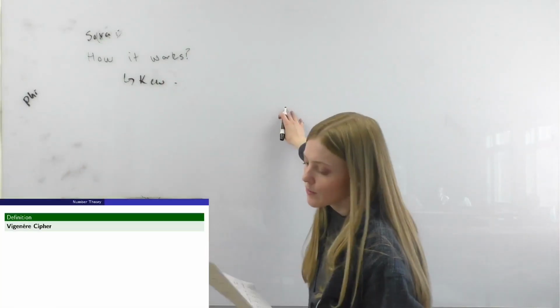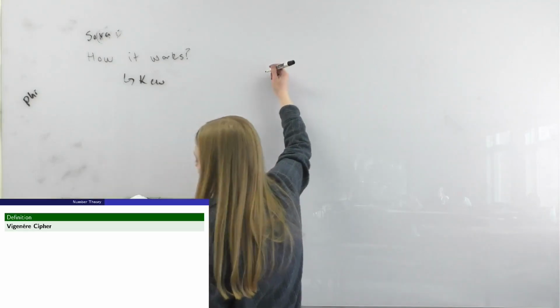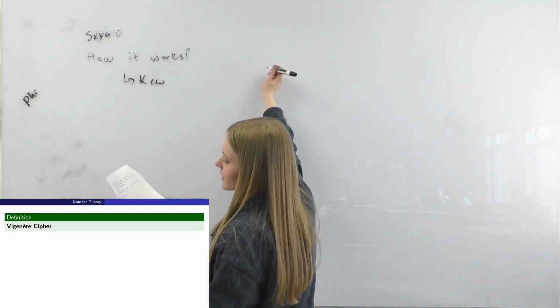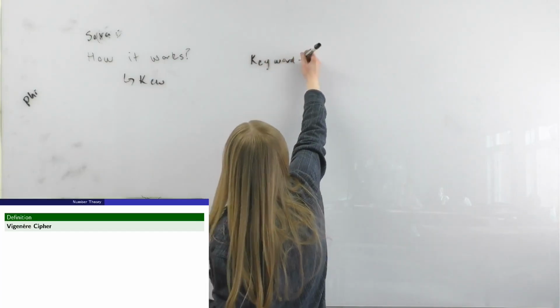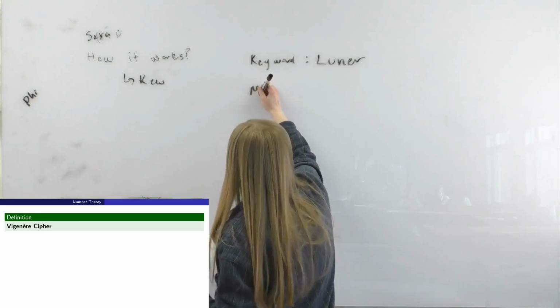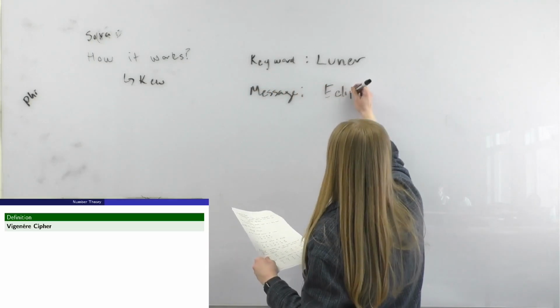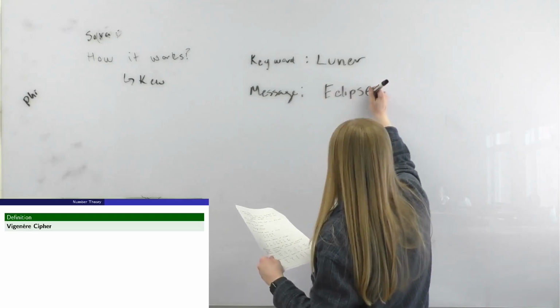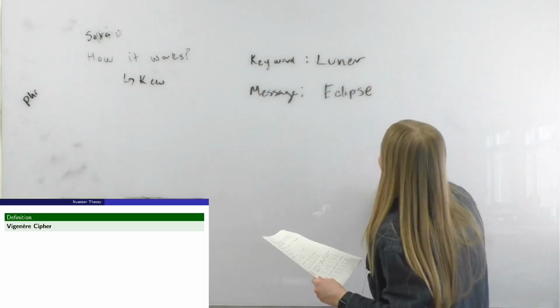If you do not know, there was a Pi Day lunar eclipse last night into this morning. So I thought it'd be fun to make the keyword lunar and the message eclipse, with an E. If you're a bad speller, this is a tough go.